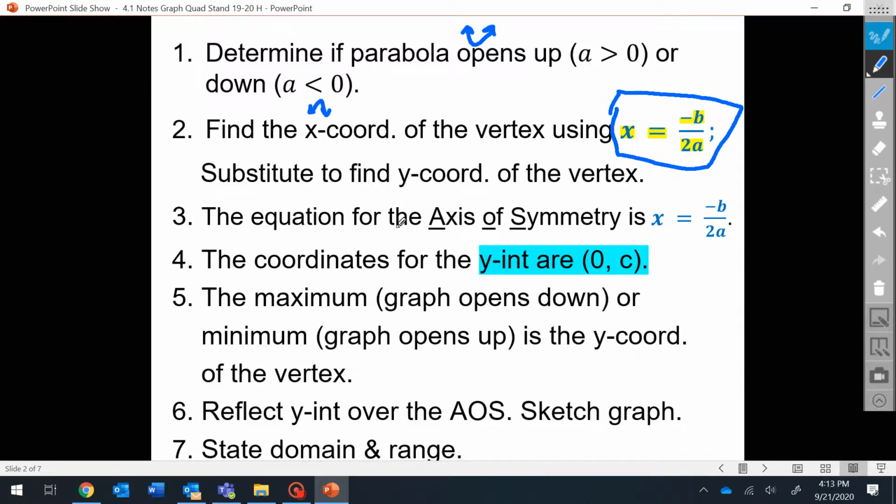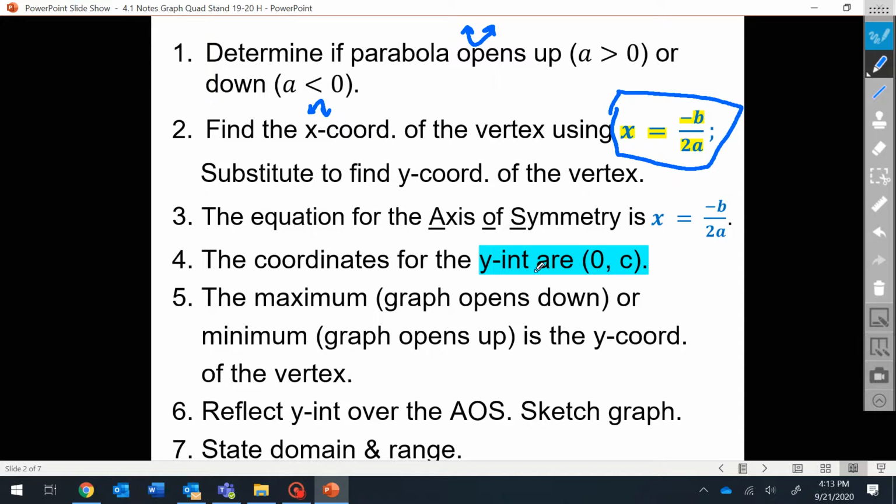The axis of symmetry goes through the vertex. It's a straight line, the line where the parabola is cut in half. The axis of symmetry is the line where it's symmetrical, the line that goes through the vertex and cuts it in half. And the equation for that is the same as the way that you find the x-coordinate of the vertex: x equals -b divided by 2a. But in this case, it's the equation of a line.